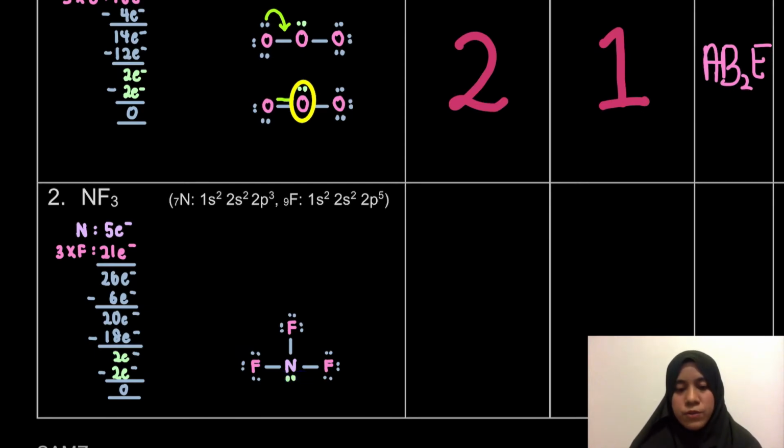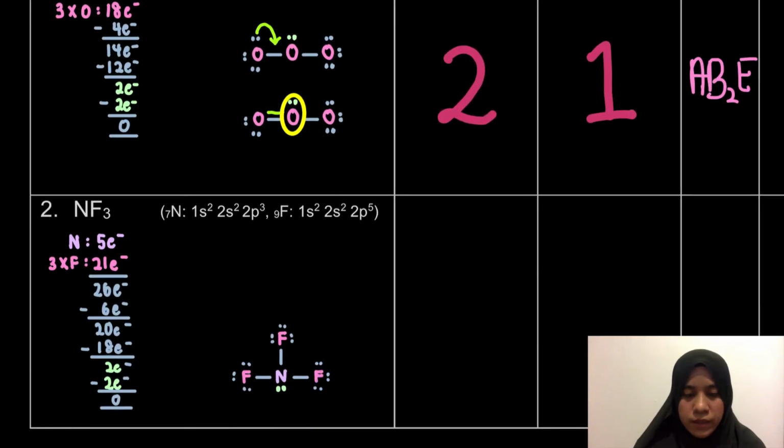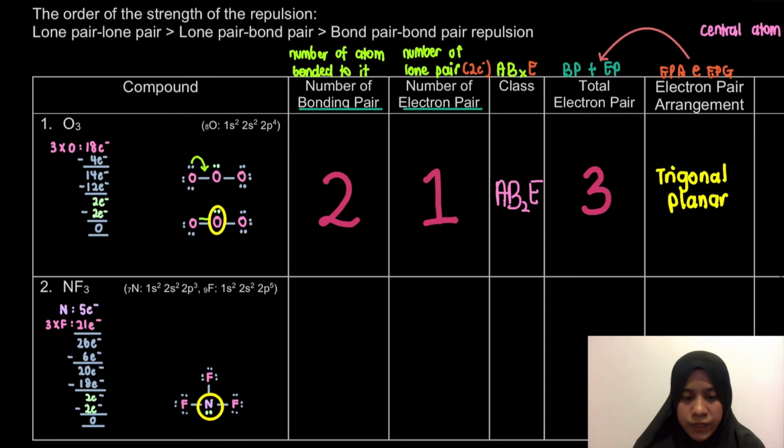Okay. So, sekarang ni kita tengok for the case of our NF3. So, here is our center. Okay. So, kita tengok number of bonding pair dia is actually 3. Dia ada 3 bonding pair sebab dia bonded to 1, 2, 3 fluorine. Okay, number of electron pair dia ataupun number of lone pair dia. Lone pair tu terus ada 2 elektron kan. So, here it only has 1.